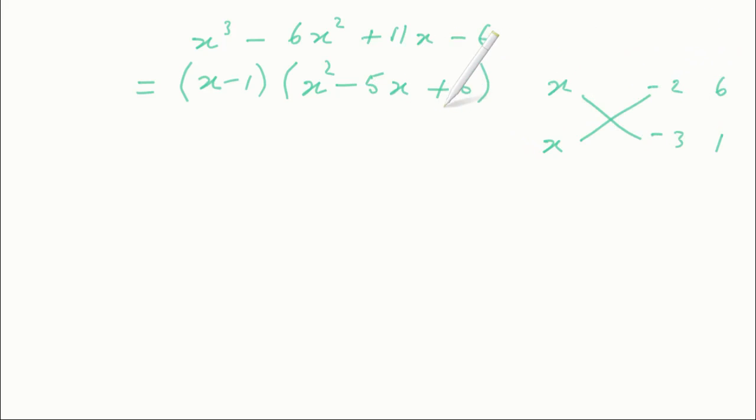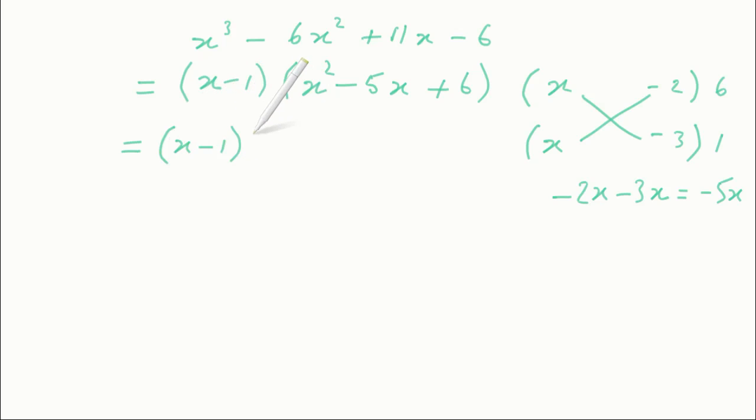Also because this is positive, minus 2 times minus 3 equals 6. Then when you multiply along those lines, minus 2x, and minus 3 times x is minus 3x, and that equals minus 5x, which is our middle term. So that's one bracket there, and that's the other one. So the original polynomial becomes completely factorized to x minus 1 bracket x minus 2 bracket x minus 3 bracket. So that's how you do the long division.